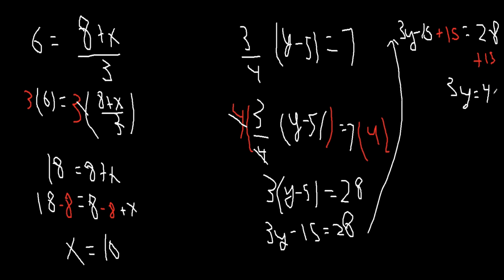And y equals, so first, before we do that, we have to divide each side by 3. So 3y divided by 3 equals 43 divided by 3, and y therefore equals 43 divided by 3.